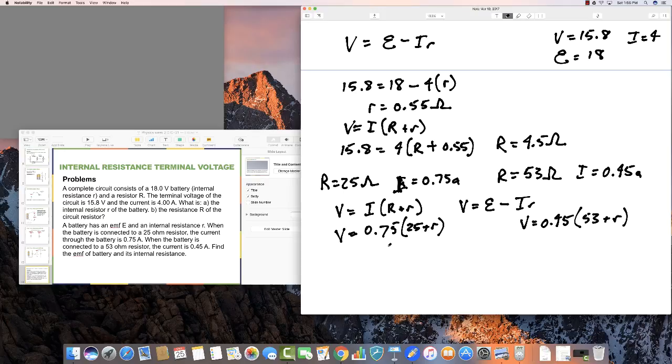So that means that over here, this is 18.75 plus 0.75 little r. And then here, it's going to equal 23.85 plus 0.45 little r. Now obviously you can put these V's together, set this V equal to this V, and solve for little r. And if you do that, little r actually comes out pretty big, 17 ohms.